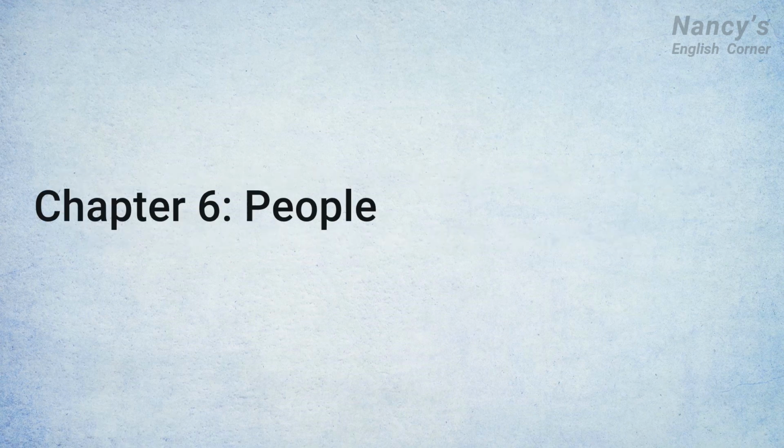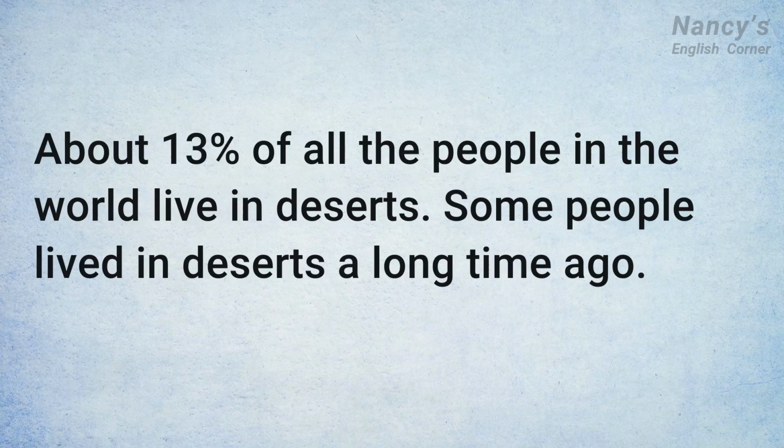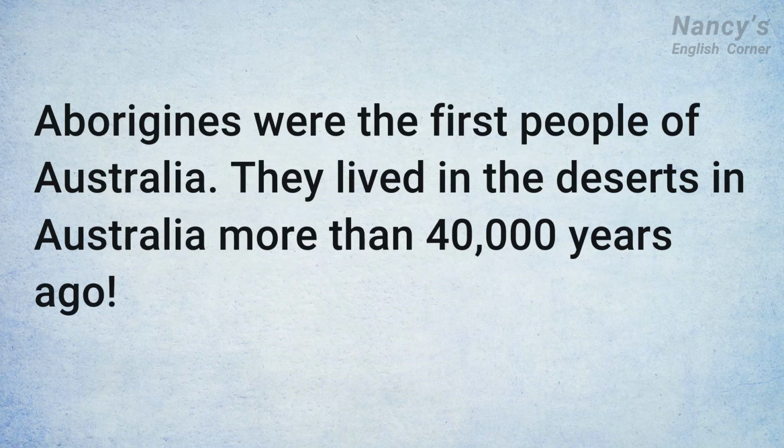Chapter 6. People. About 13% of all the people in the world live in deserts. Some people lived in deserts a long time ago. Aborigines were the first people of Australia. They lived in the deserts in Australia more than 40,000 years ago.